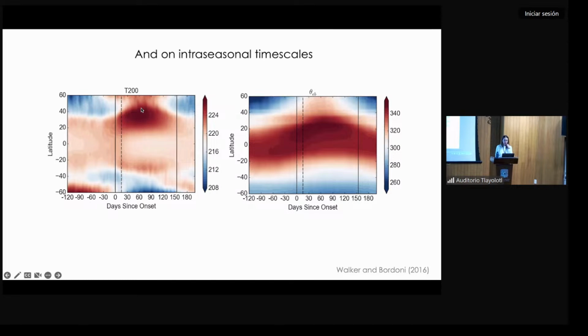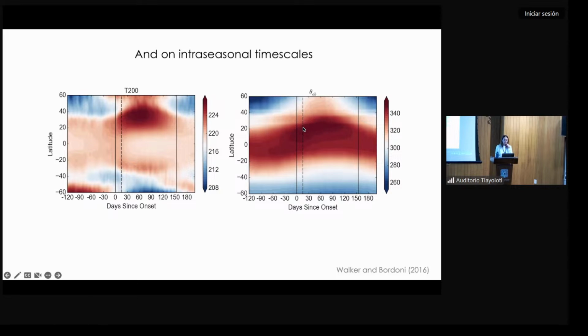And this is for the upper tropospheric temperature. Again, these are the patterns of how temperature changes in a Hovmöller diagram, latitude versus time. Again, this establishment of a monsoon is accompanied by this development of the upper tropospheric maximum, located more or less in the upper troposphere, in the subtropics.